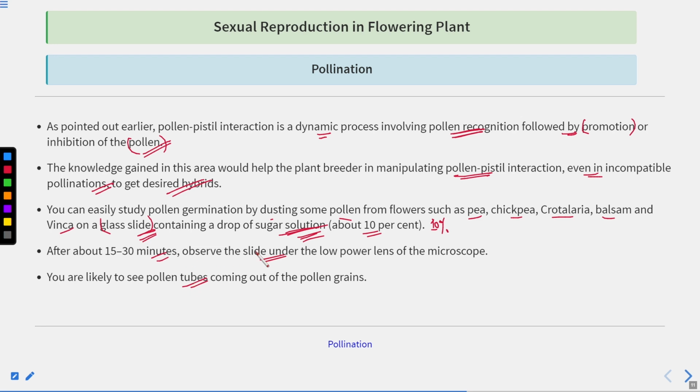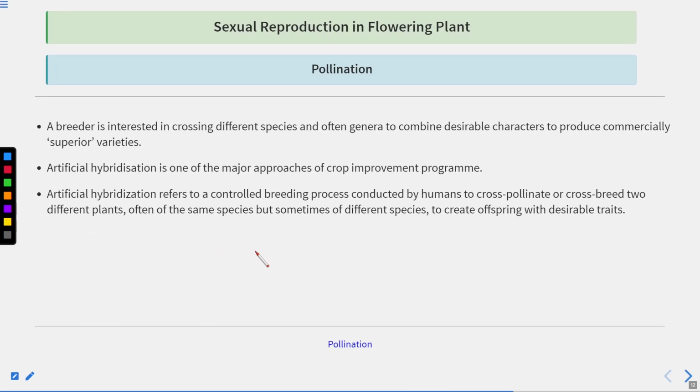Okay, clear? You can see the pollen tubes coming out of the pollen. Now, a breeder is interested in crossing different species and often genera to combine desirable characters to produce commercially superior varieties. Clear? This is known as artificial hybridization. Artificial hybridization is a man-made thing. It is done to produce the hybrids.